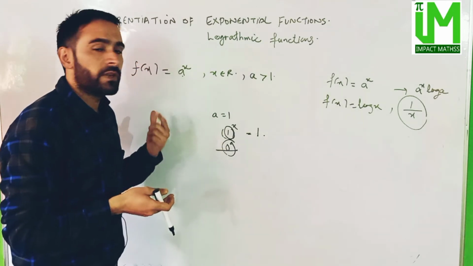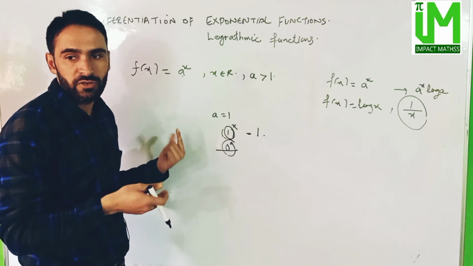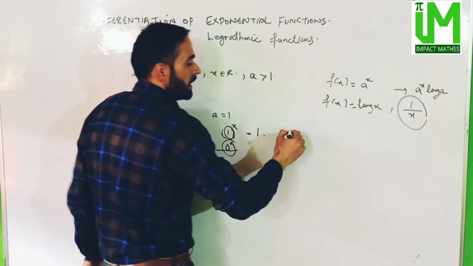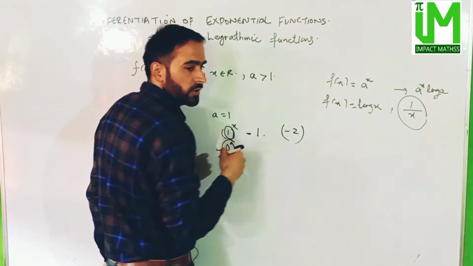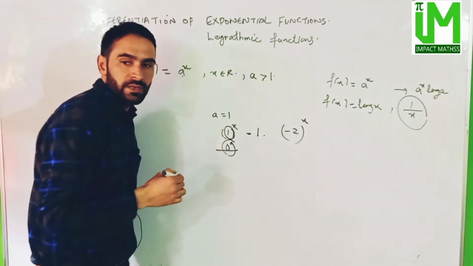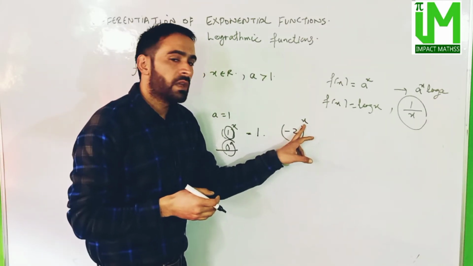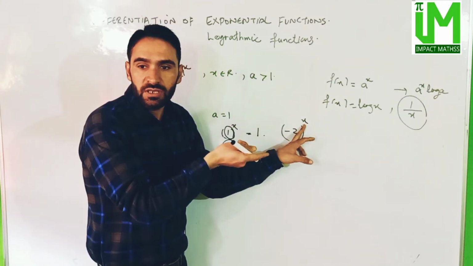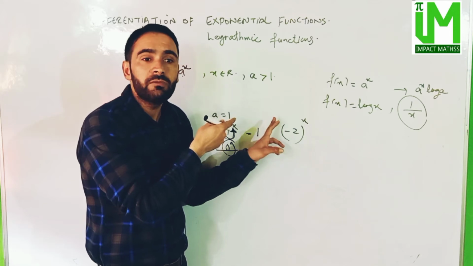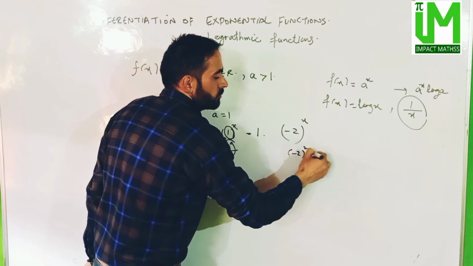Now, if we take base a as less than 0, negative, say if we take -2 as the base, here we have to take -2 raised to power x. Since x is any real number, if we take an even value, so we write -2 raised to power 2, what will that be?